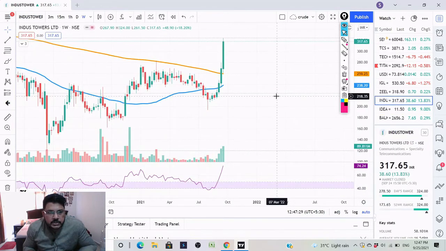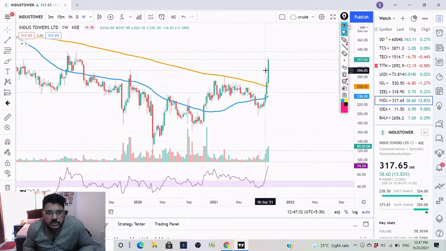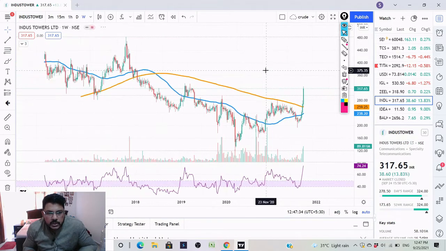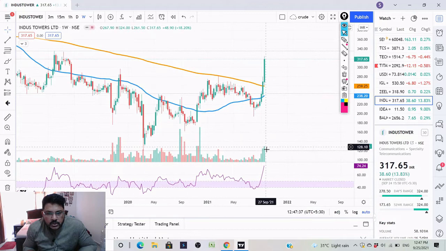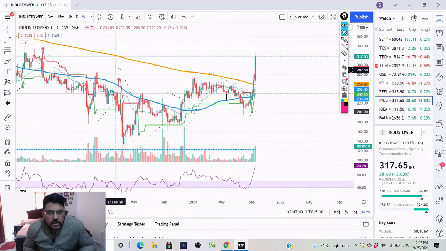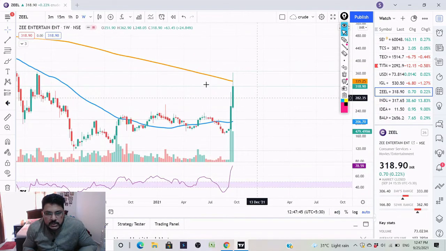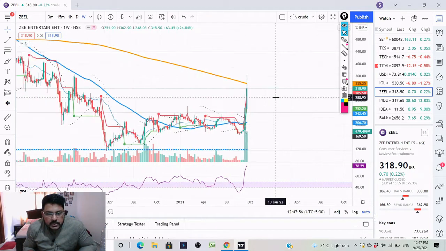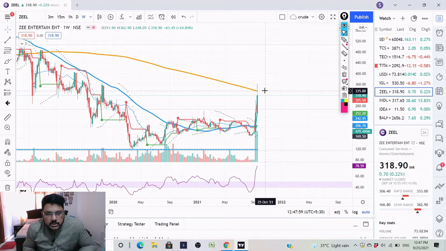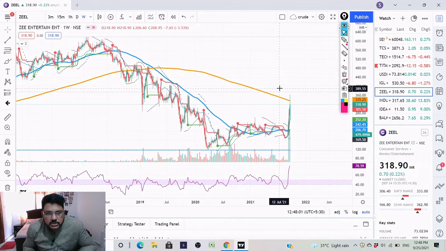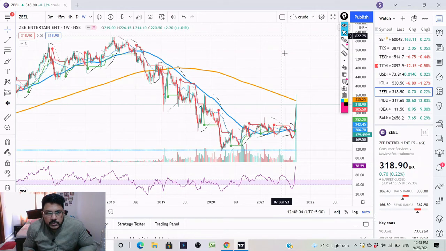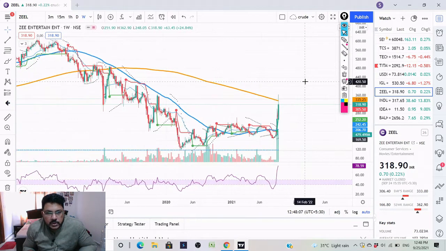Let's look at Indus Towers. Indus Towers has given a nice breakout. It's above key moving averages and the volume is also pretty good, so it can go higher from here. Let's look at Zee, it is hitting its 200 period moving average barrier. There is selling coming from here, but wait for this, and any close above this 200 period moving average will take this stock to pretty decent levels. You can hold it for long term.